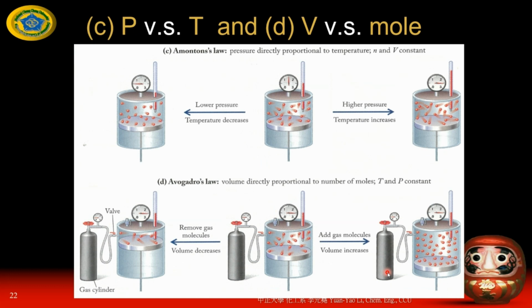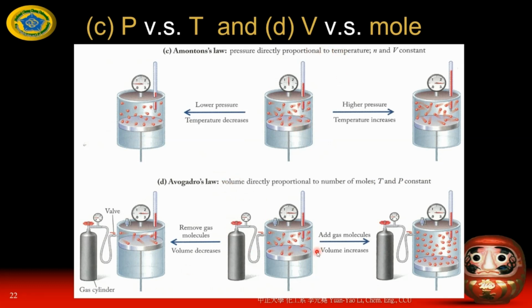And also Amontons' law. Amontons' law is when you keep the moles and the volume constant, and you want to know the relationship between pressure and temperature. If you lower the pressure, the temperature decreases, and if you raise the pressure, the temperature increases. And Avogadro's law: you keep temperature and pressure constant, and you want to know the relationship between moles and volume.